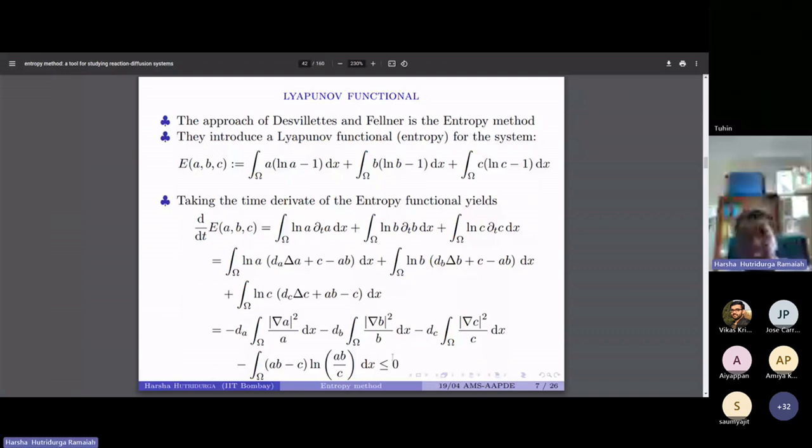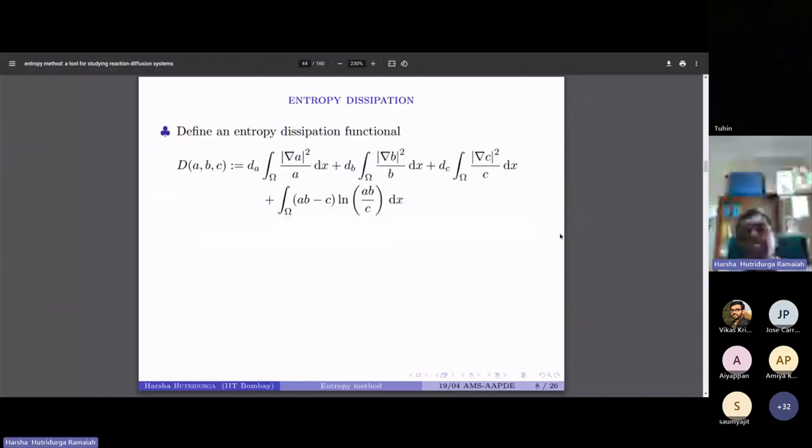Okay? Now, this right-hand side, which was here, with a negative sign next to it, we will give a name to this. We will call this entropy dissipation, and we have just gathered that term. Okay, we called it D of ABC, and we have given this expression here. And we have not written the minus sign next to each of these terms. That's okay. The entropy dissipation functional, this is called.